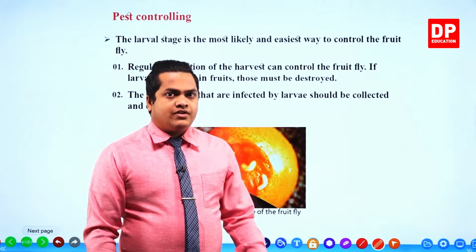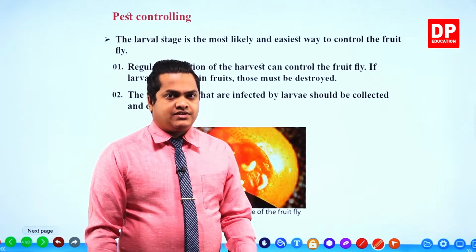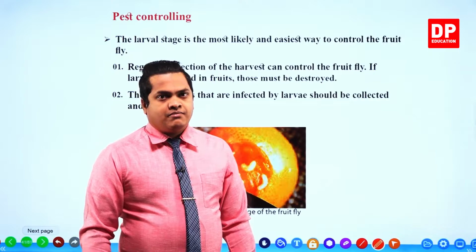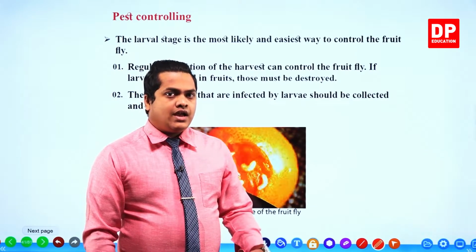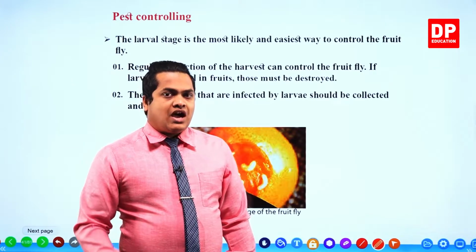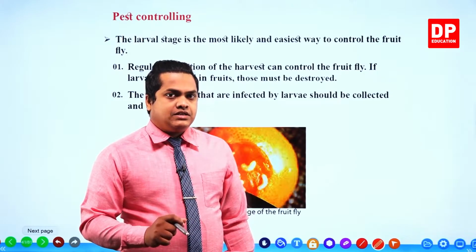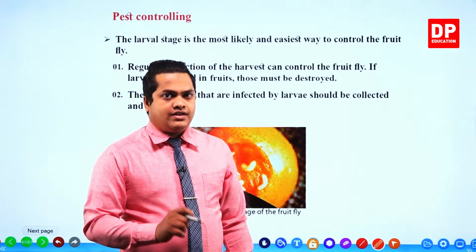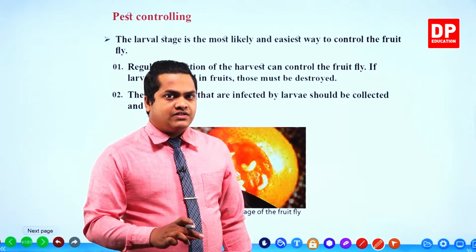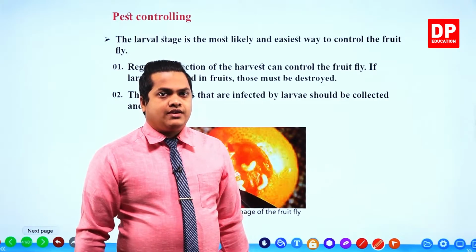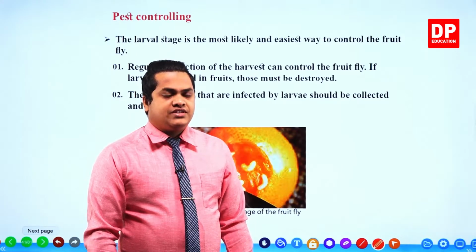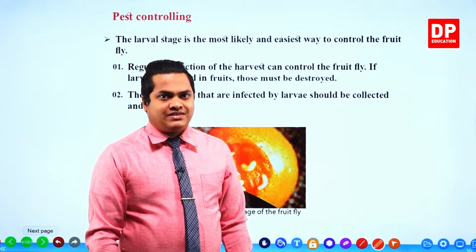So if there are rotten fruits, first of all we have to take them off the ground, dispose of them and destroy them. In that way we can destroy the fruit fly larva, and it helps to control the pest of fruit fly. The larval stage of the fruit fly is the sensitive stage. So by destroying that larval stage, we can control the pest of fruit fly up to a certain level, my dear children. This is the best way of controlling fruit fly pest.